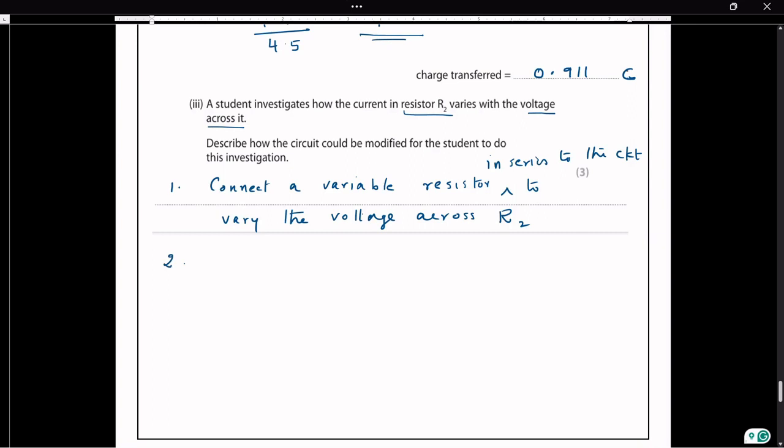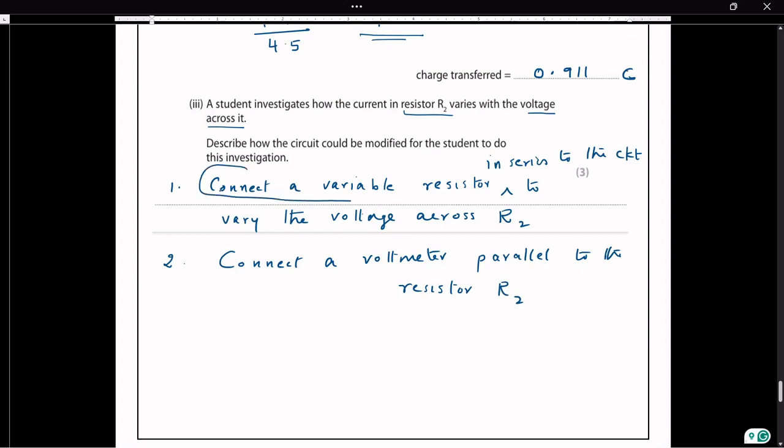The second one is he has to measure the voltage. So connect a voltmeter parallel to the resistor R2. So these are the modifications.